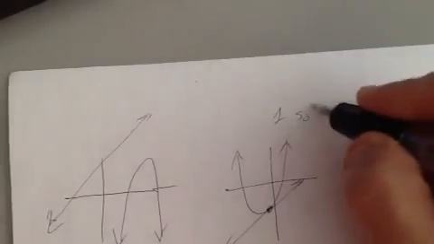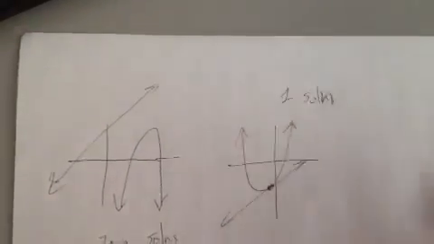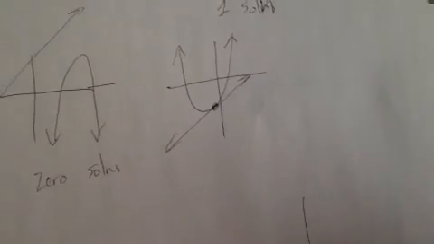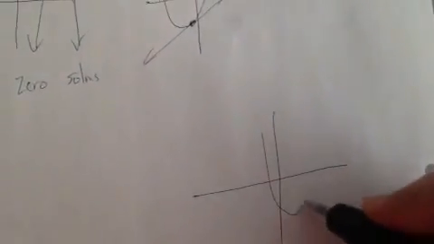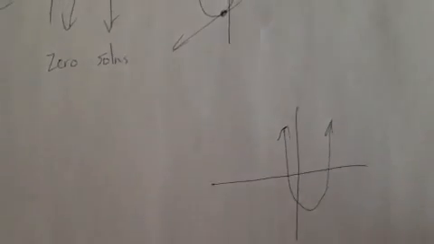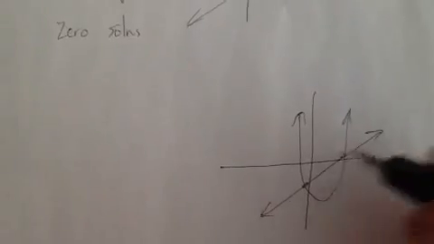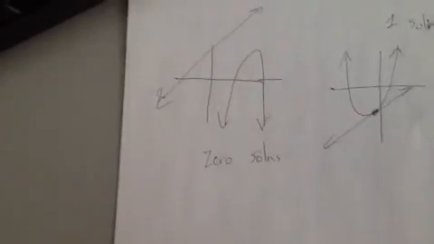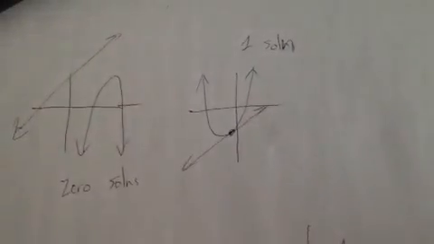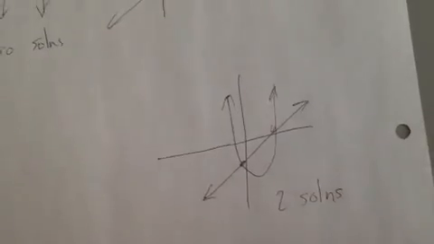You may have a situation that looks like this, where you have a parabola that opens up and a line that just barely touches this parabola, and it just touches once. So you have one solution. Or you may have another instance, which happens a lot more often, where you have a parabola that opens up and then you have a line that passes through the parabola twice. So these are the three instances that you may have. You may have no solutions, which looks like that. You may have one solution where it just touches once, or you may have two solutions where it crosses twice.